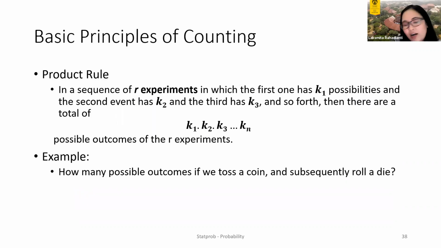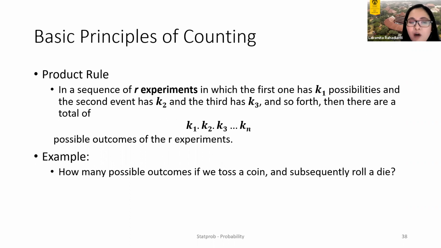If I have R experiments, or in this case, maybe R possible events that could happen, and every single experiment has K1 possibilities, the second one has K2 and so forth, then there's a total of K1 times K2 times K3 and so forth events. So this is the product rule. And as you can see, it's just a product, which is multiply, multiply, multiply.